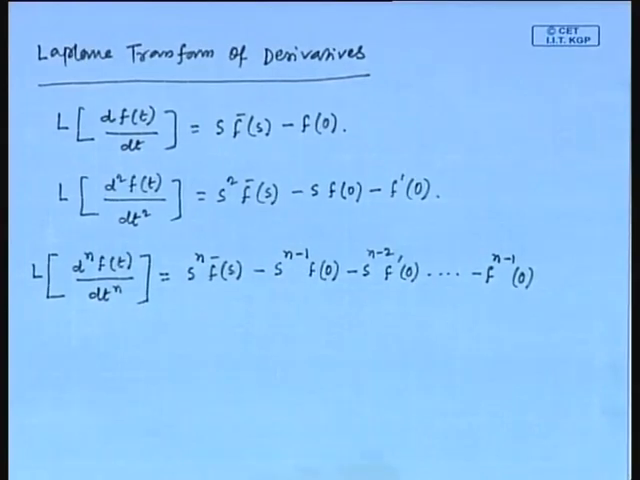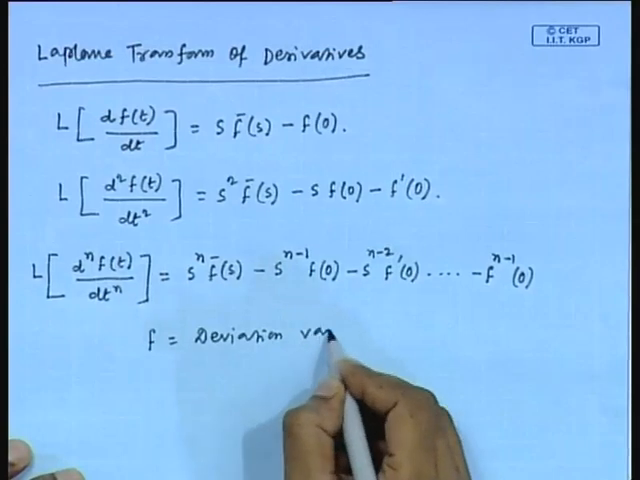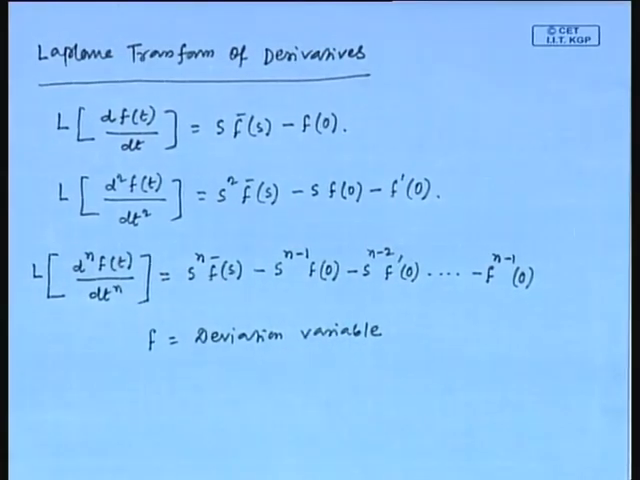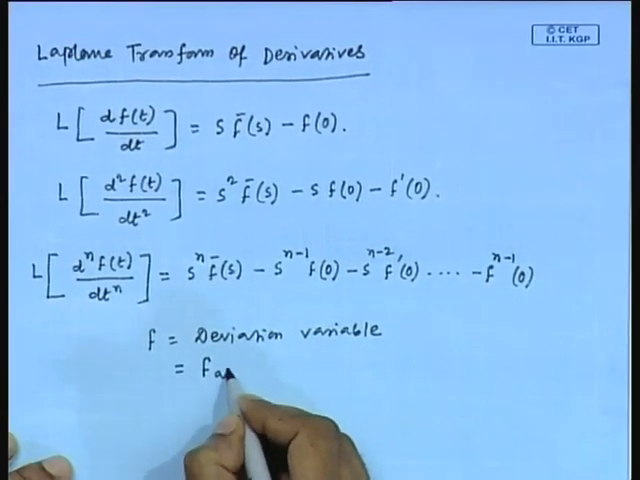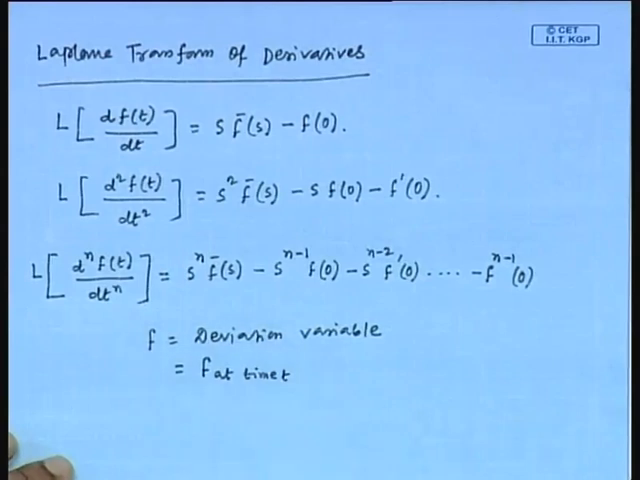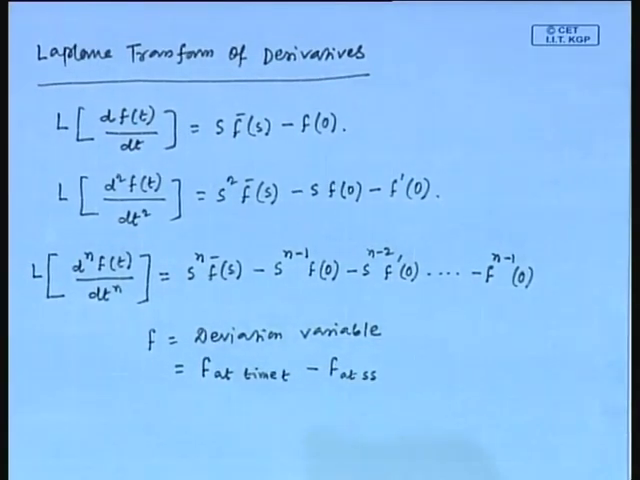Fine. Now, if we consider f as the deviation variable, suppose f is a deviation variable. Deviation variable means, at any time t, the value of f at any time t minus the value of f at steady state. Then we can call this variable f, here it is function, as a deviation variable.